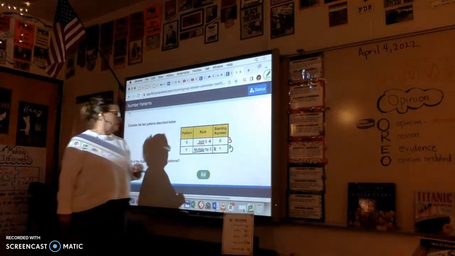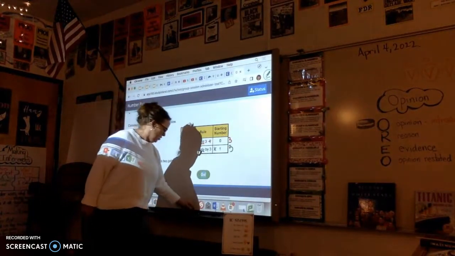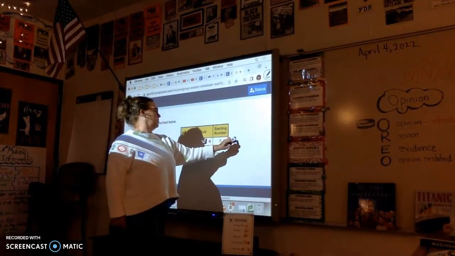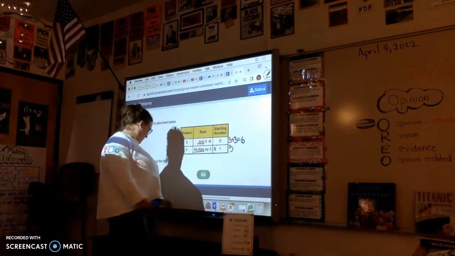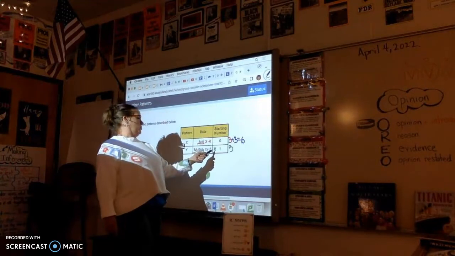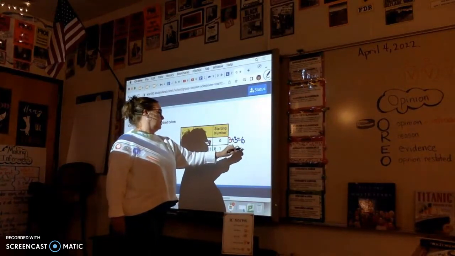So if we were following this pattern and I added 3 to this one, what would that be? X equals 0. 3 plus 3 equals what? 6. And how about down here? If I follow this one, it would be 3 times 3 equals 9.